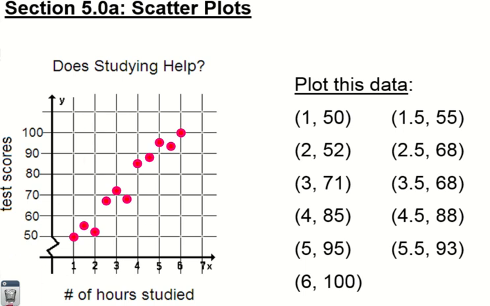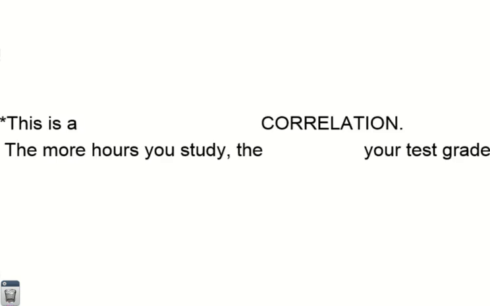So yeah, anyway, this is a scatter plot, and hopefully the scatter plot shows some type of pattern. And this actually shows what's called a positive correlation. So this is a positive correlation. That's kind of a vocabulary term. The more hours you study, the what, your test grade? The higher your test grade. That's what a positive correlation means.